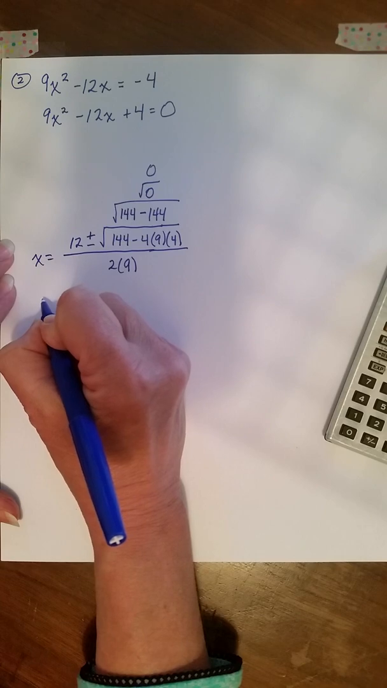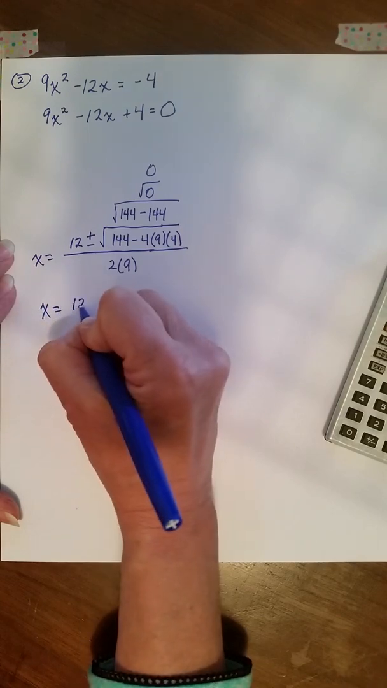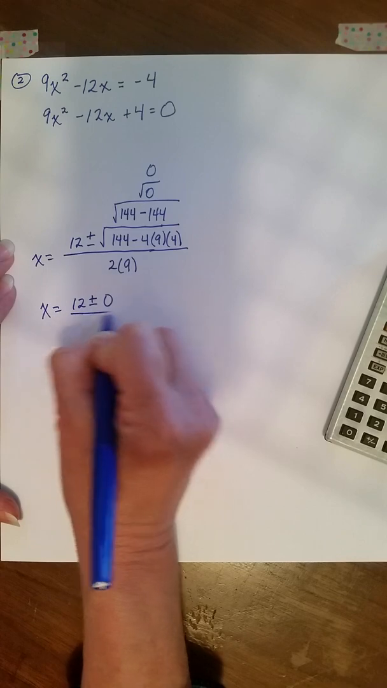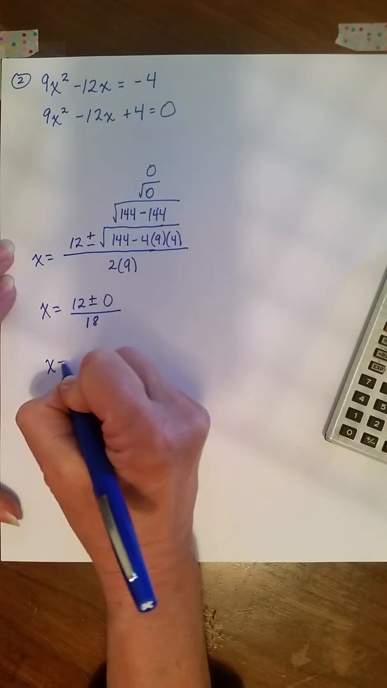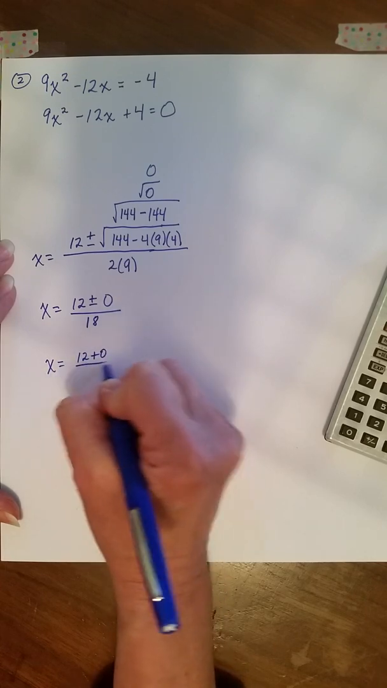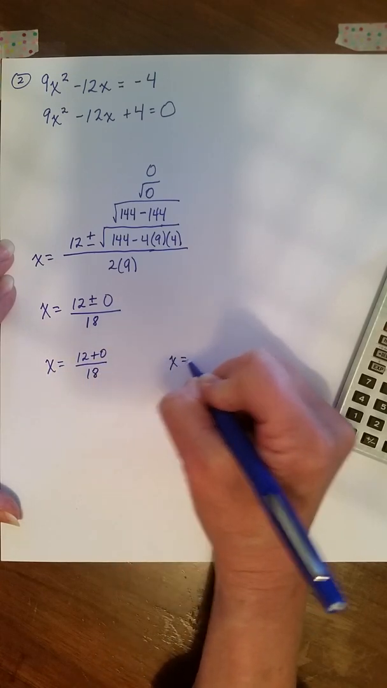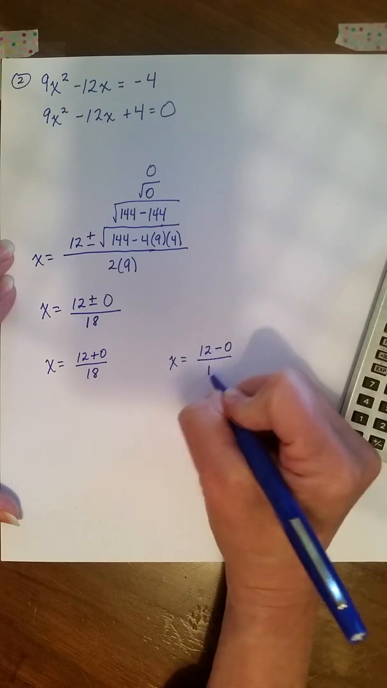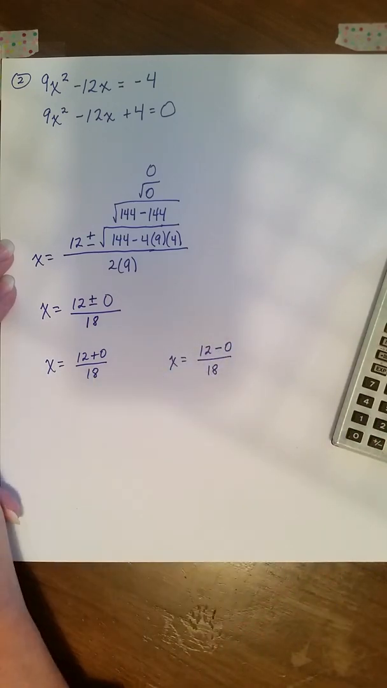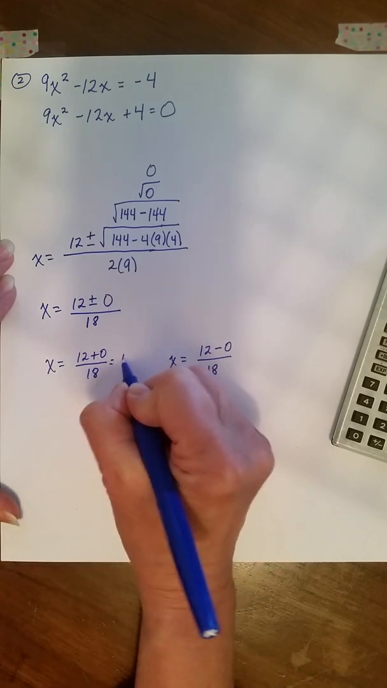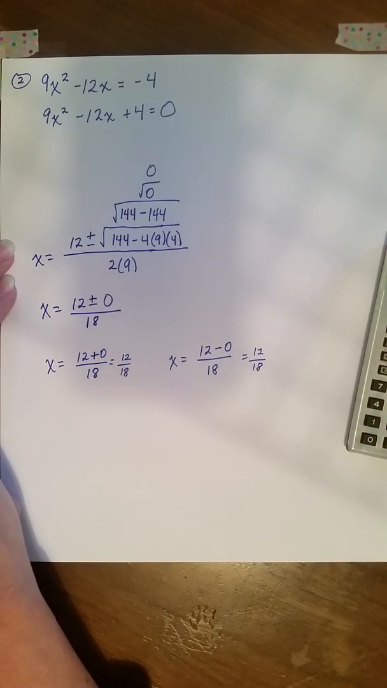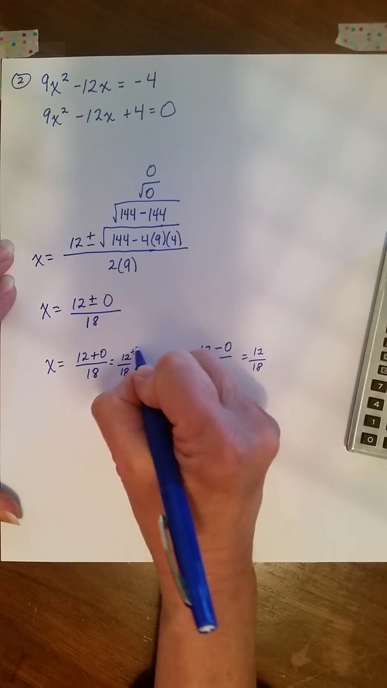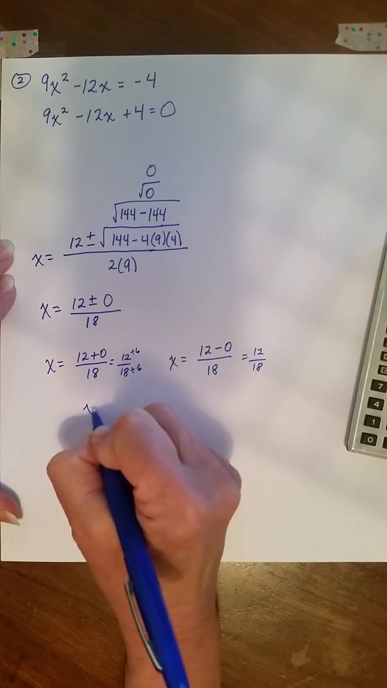So I have x equals 12 plus or minus 0, all divided by 18. Well, what's going to happen is I have 12 plus 0 divided by 18, and I have x equals 12 minus 0 divided by 18. These two are going to yield the same result. This is 12/18, and this is 12/18. Okay? Both of those are divisible by 6.